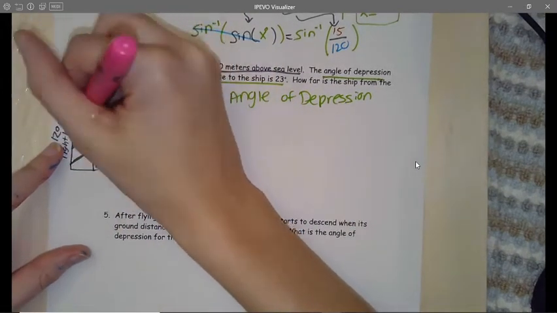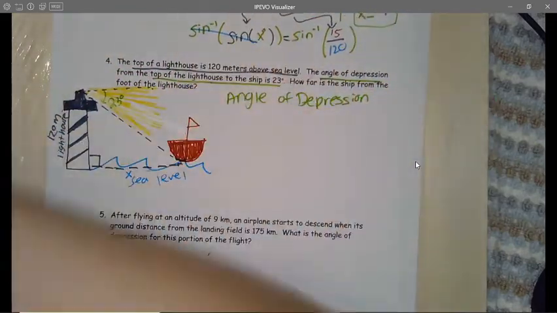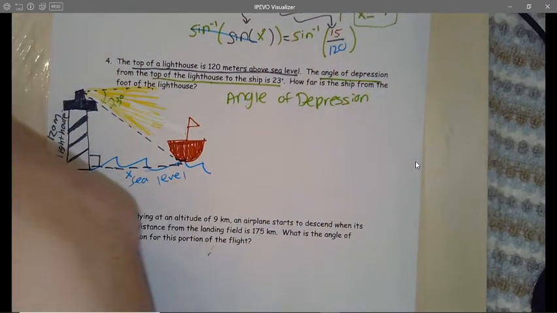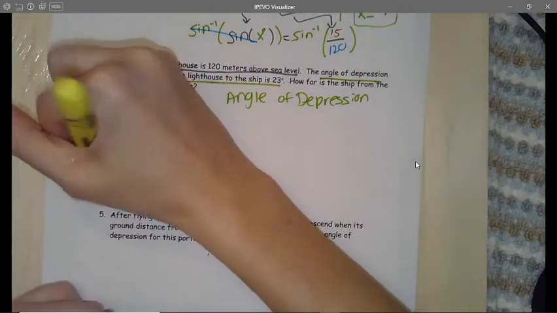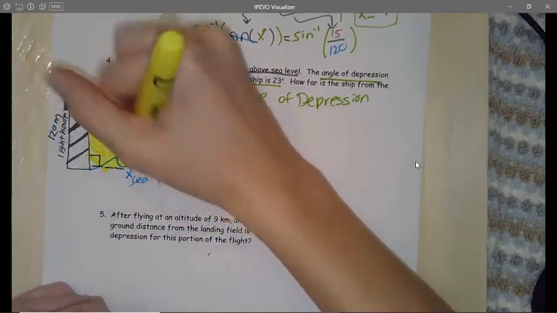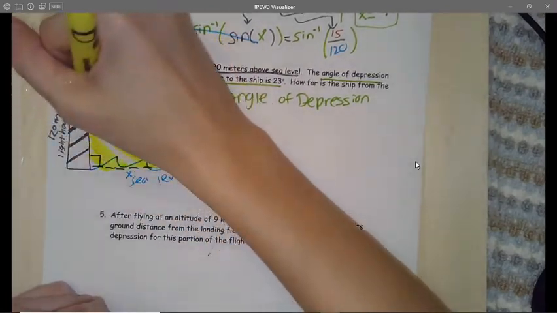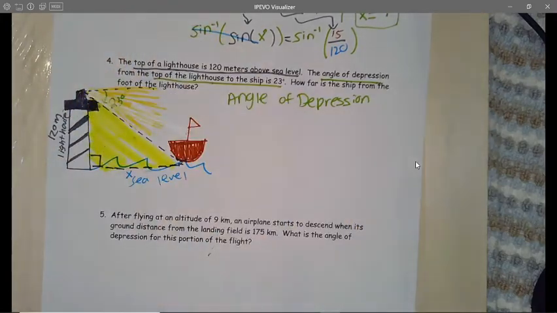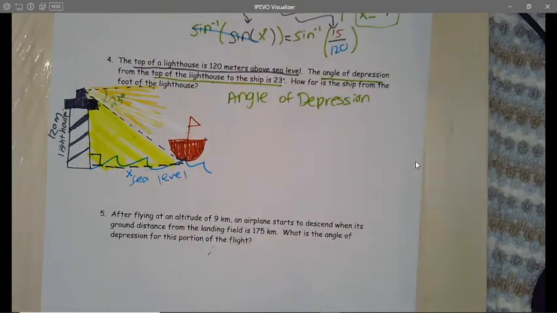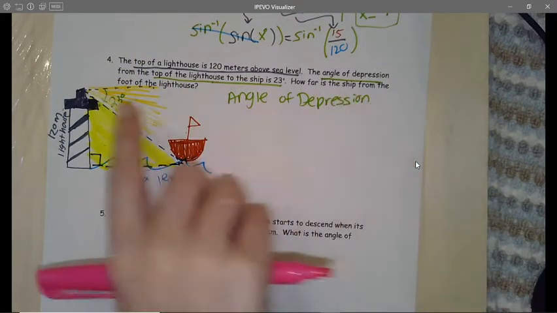Let me think for a minute. Okay, so my right triangle is right here, if this helps you to visualize. So here's the right triangle. It's the highlighter yellow, not the light yellow. Probably should have used a different color, but whatever. All right, but anyway, so how far is the ship from the foot of the lighthouse?